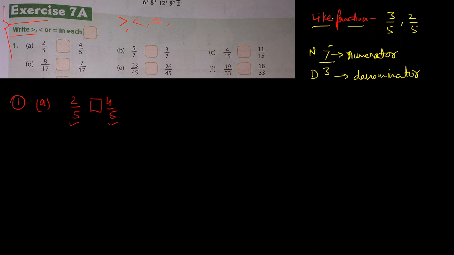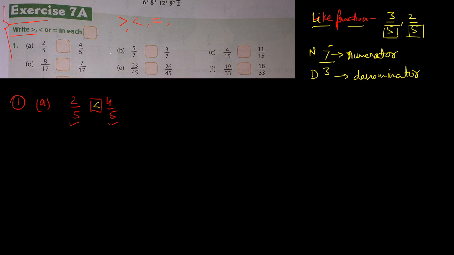So what are like fractions? Like fractions are the fractions in which denominators are the same. As you can see, in both of the fractions, denominators are 5, so both are like fractions. In like fractions, if the denominator is the same, then we have to see the numerator. Which numerator is greater? 4 is greater or 2 is greater? 4 is greater, that is why 4 upon 5 will be greater. In the same way, we will do the next question.